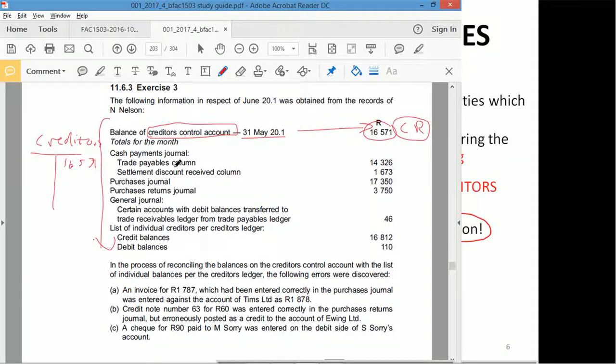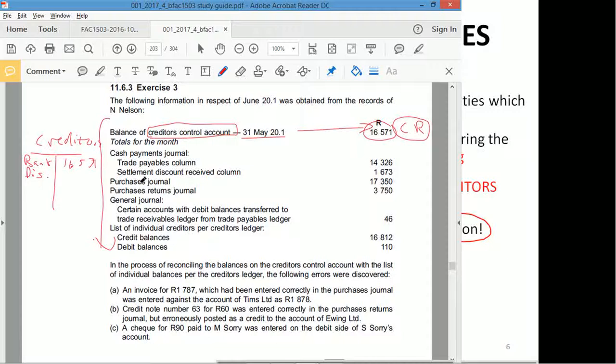Cash payments journal. Does my payments affect my creditors? Yes or no? Yes, it will. How will your payments affect your creditors? It would decrease it. Where does the liability decrease? On the debit side, exactly. Good. So you would show the bank and the discounts on the debit side of that particular account.